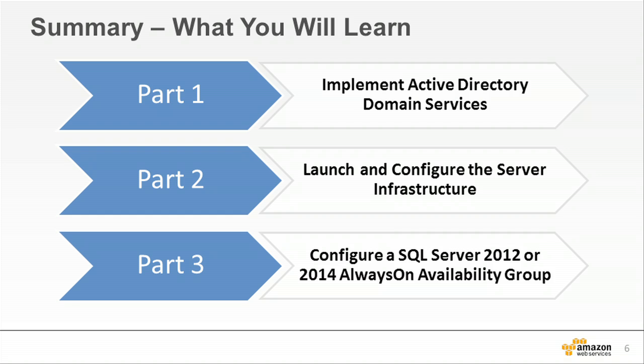The next step is to launch and configure the server infrastructure. This is launching EC2 instances, installing SQL Server Enterprise Edition, and configuring it. And then the third is configuring a SQL Server 2012 or 2014 Always On availability group. Those are the big three steps that are part of this CloudFormation template and white paper, and those are the things we're going to dive into today.